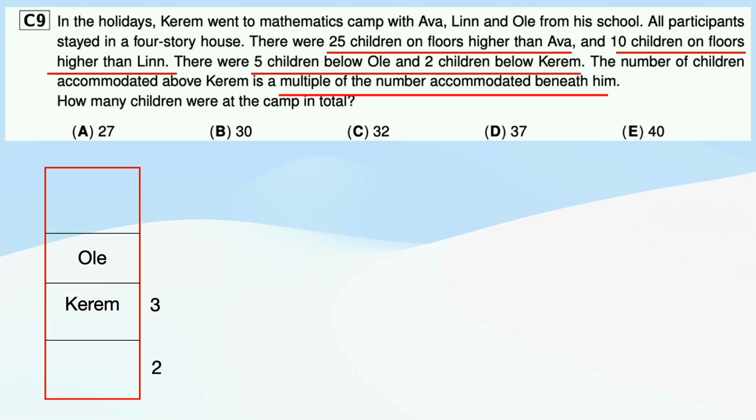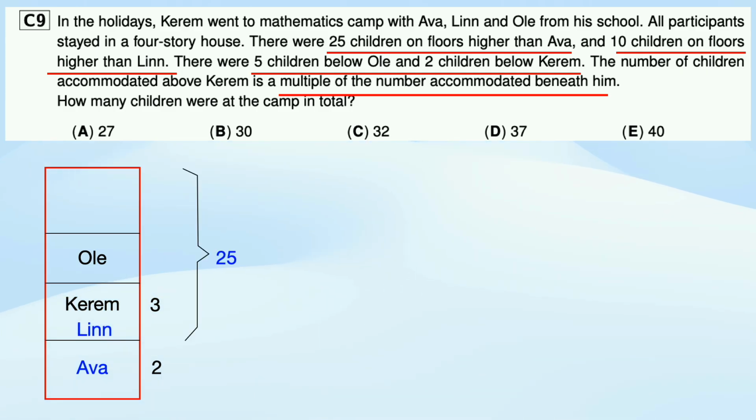Now, let's assume Eva is on the 1st floor and Lin is on the 2nd floor. According to the conditions, there are 25 children above Eva and 10 above Lin, which means there would have to be 15 children on the 2nd floor. However, we already determined there were only 3 children on that floor, so this arrangement cannot be correct.